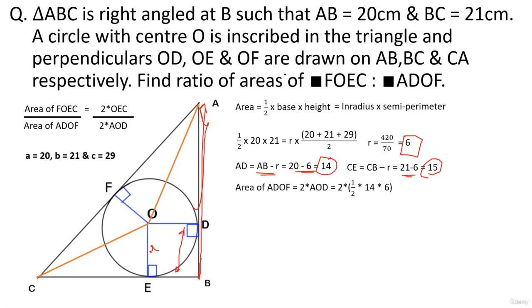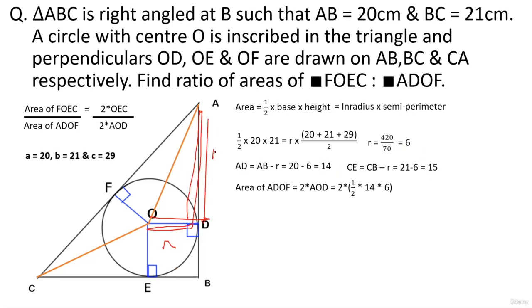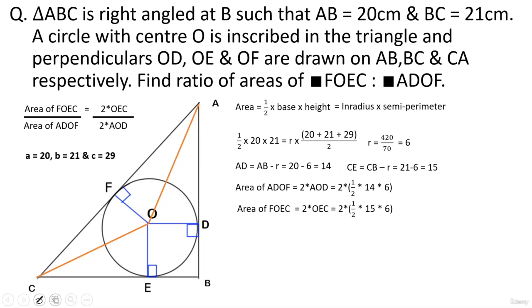We can find the area of quadrilateral ADOF as twice the area of AOD. Guys, what will the area of AOD be here? The height is the inradius and the base is AD, which we found to be 14. So the area is half into base into height, half into 14 into 6. Similarly, you can find the area of triangle OEC, half into 15 into 6. The value of CE is 15, and OE is the inradius equal to 6.